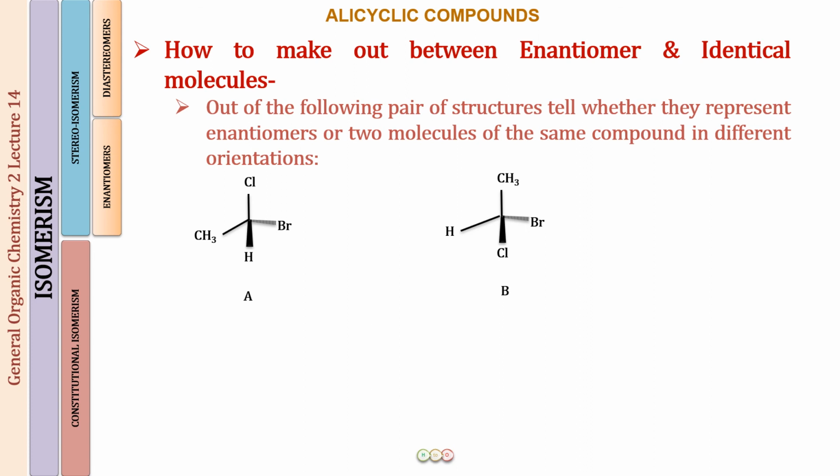Okay, so here first of all, what are you going to do? Well, you have to set the priority of the functional groups. When you do a priority of the functional groups, we have bromine having the highest atomic number, so this is going to be 1, this will be 2, this will be 3, and this will be 4.